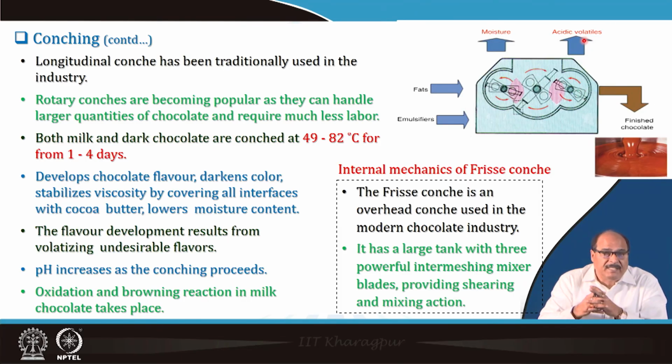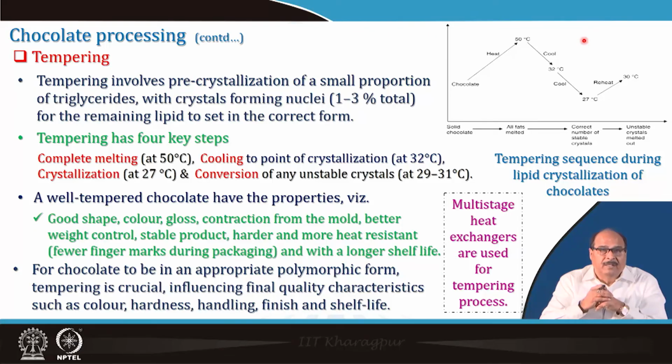Okay. pH increases as the conching proceeds, and oxidation and browning reactions in the milk type chocolates also take place, which add to the color and flavor. Okay. Then finally, tempering is a process that involves pre-crystallization of a small portion of triglyceride, with crystals forming nuclei, maybe 1 to 3% total, for the remaining lipid to set in the correct form.